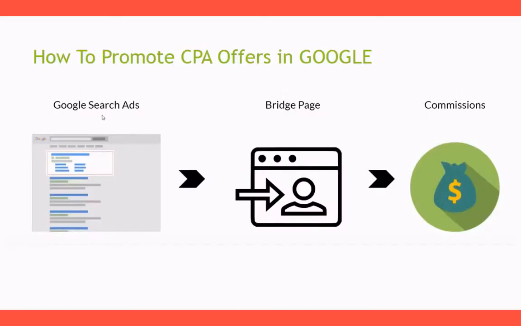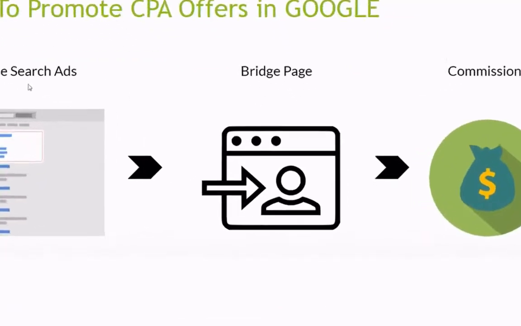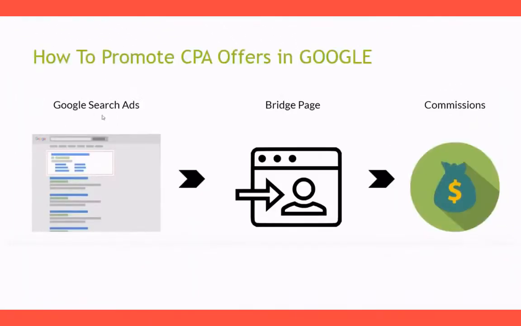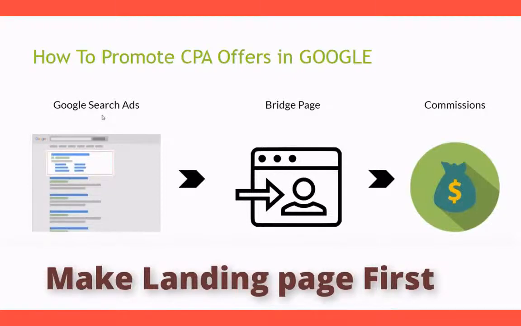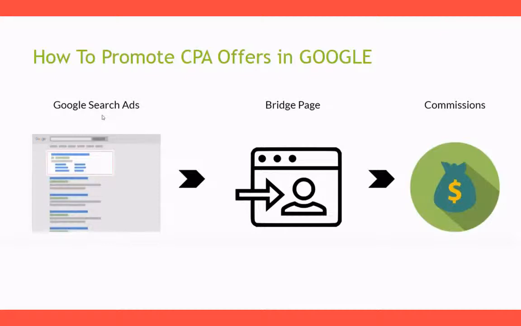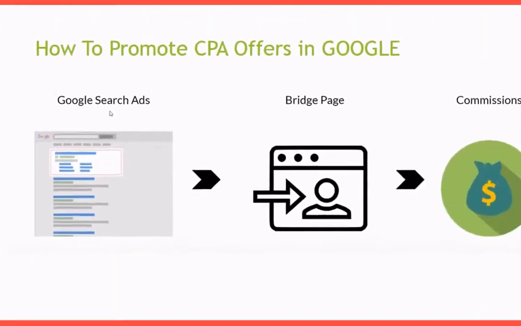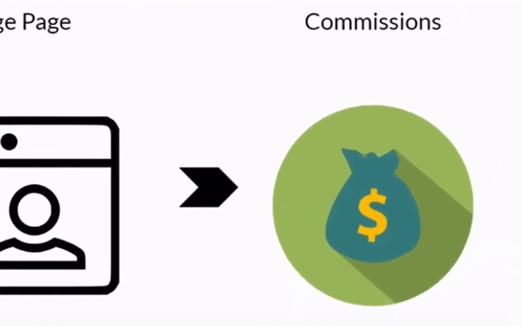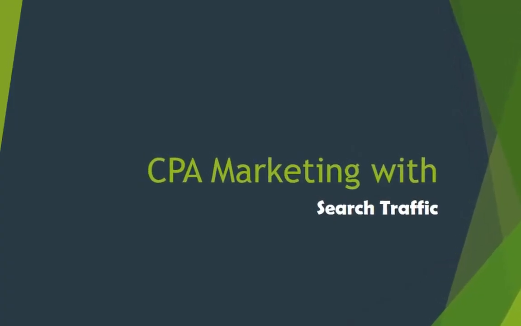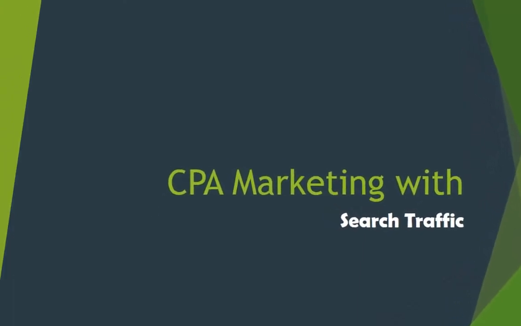If you don't know what a bridge page is, it's basically a middleman between your affiliate link and your Google search ads. If you just promote your affiliate link on Google search, then you will get banned. So you have to build this bridge page first, which is kind of like your own website. Your affiliate link will be on this website, and if someone clicks on that link and signs up for the free trial, then you will get a commission. This is really simple to do. This is just the basics of promoting a CPA offer on Google search.